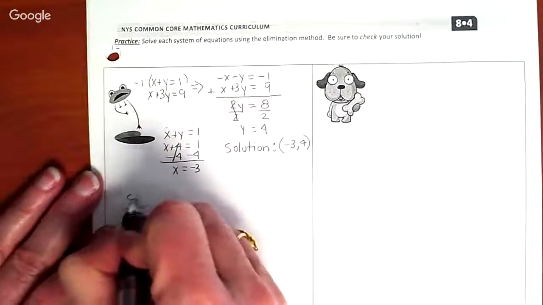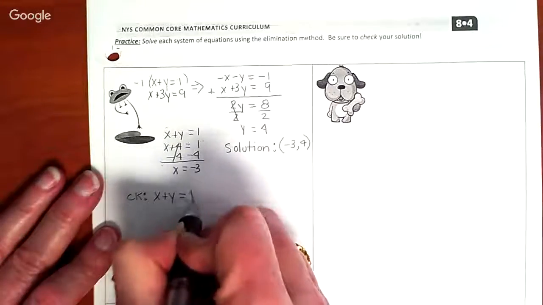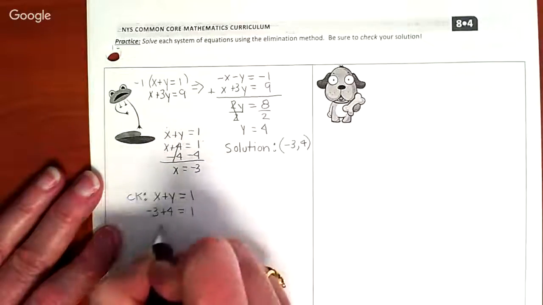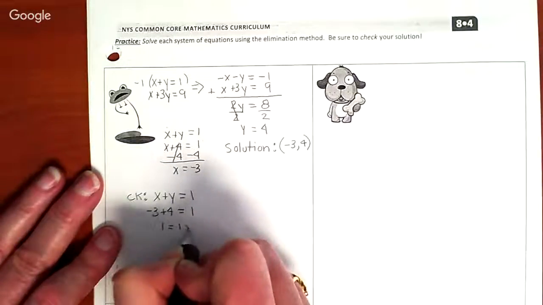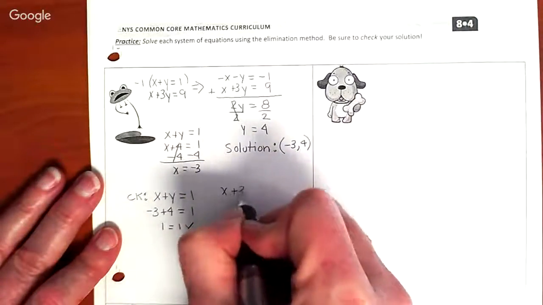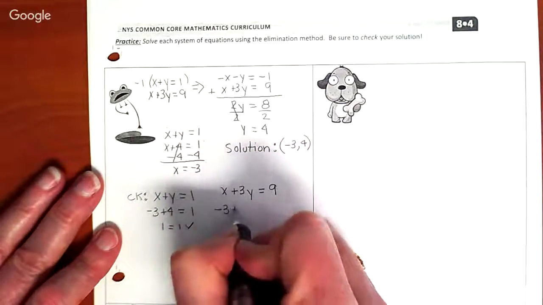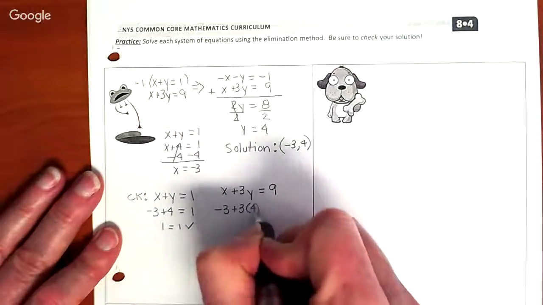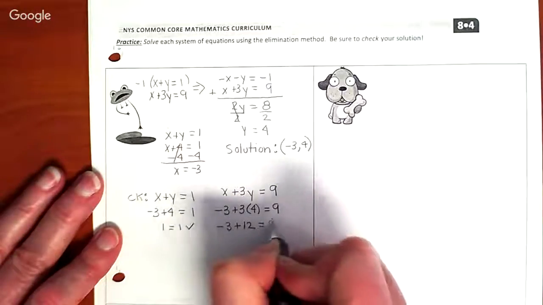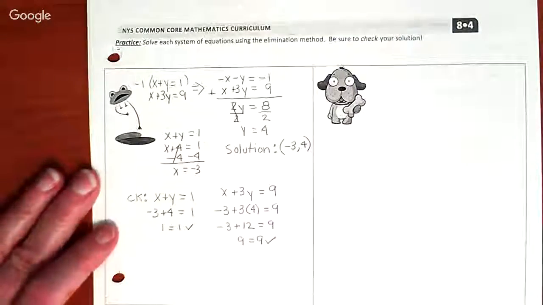So to check, I have x plus y equals 1. I have negative 3 plus 4 equals 1, and 1 equals 1. And that checks. My second one, I have x plus 3y equals 9. I have negative 3 plus 3 times 4 equals 9. Negative 3 plus 12 equals 9, and 9 equals 9. And that checks.